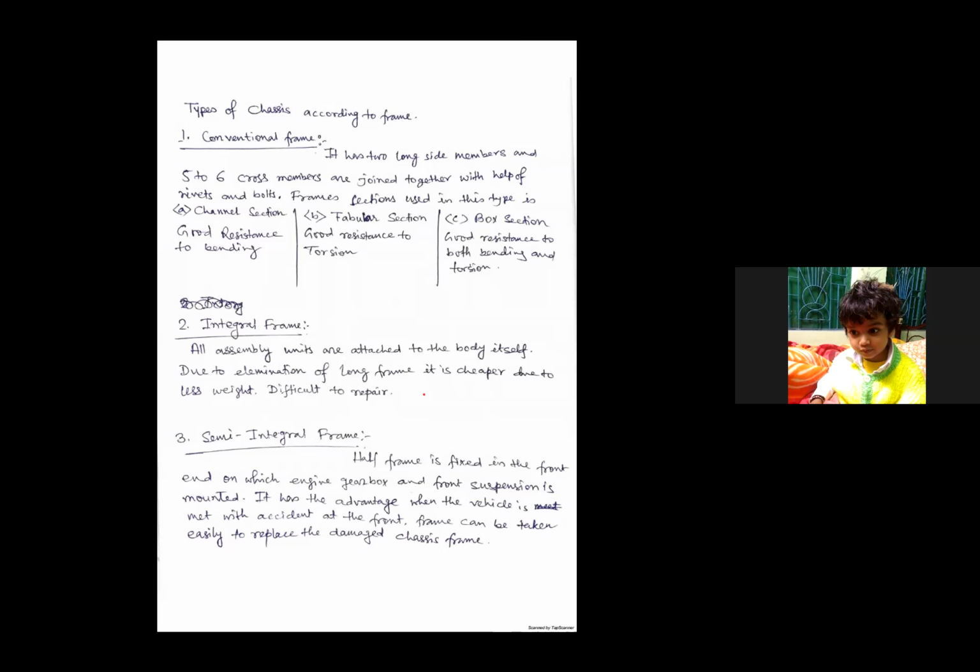What is the advantage of the semi-integral frame? The main advantage is at the time of accidental repair. When a car faces a head-on collision accident, the driver's cabin and front portion of the car are much more damaged than the rear portion. At that time, if we replace the front axle or the side members and cross members of the frame at the front part, that means the conventional part, the repairing process is much easier than the integral type of frame.